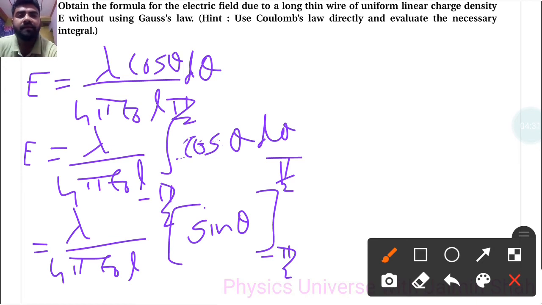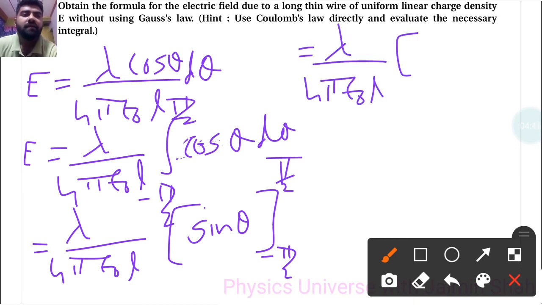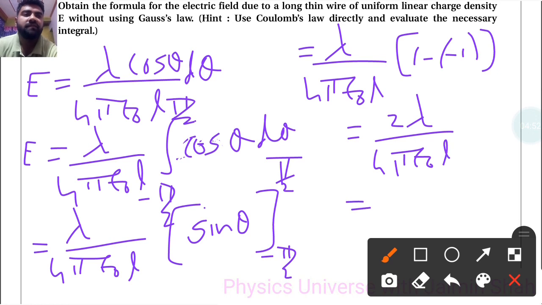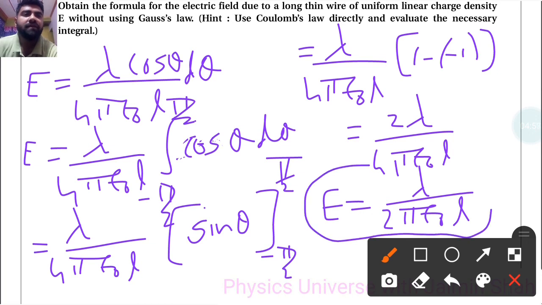Now sin 90 is plus 1 and sin minus 90 is minus 1. So it is equal to lambda upon 4 pi epsilon 0 into L, sin pi by 2 at the upper limit, which is 1, minus sin of minus pi by 2, which is minus 1. So that is 2 lambda upon 4 pi epsilon 0 into L, which is lambda upon 2 pi epsilon 0 into L. So this is the electric field for that long thin wire of uniform linear charge density without using Gauss's law.